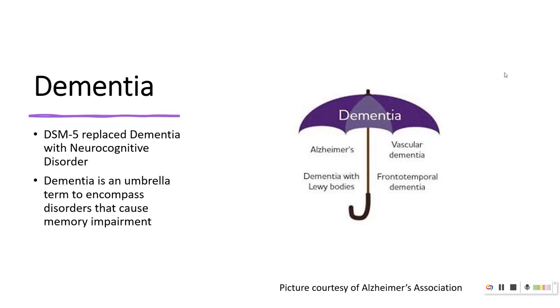Okay, so like we said, the term dementia was replaced with neurocognitive disorders in the DSM-5. However, because dementia is such a common term and recognized more than the term neurocognitive disorders, we still are using the word dementia. So this is a dementia umbrella, courtesy of the Alzheimer's Association. Under their umbrella, they talk about the 4 different types that we're going to talk about.